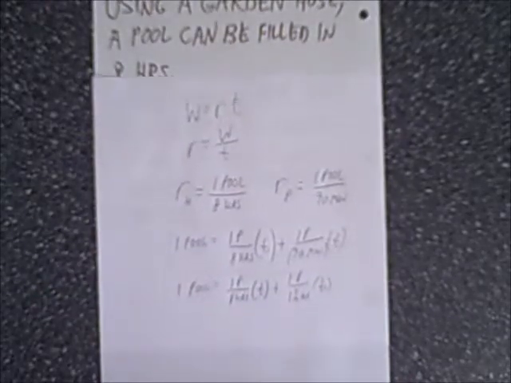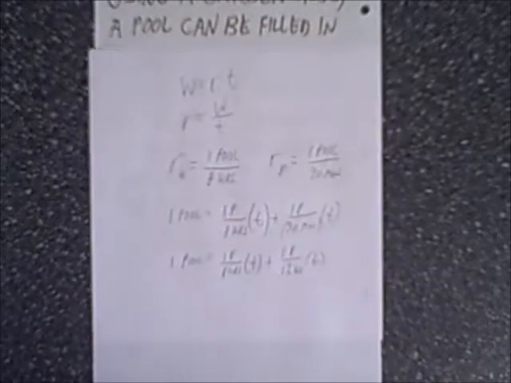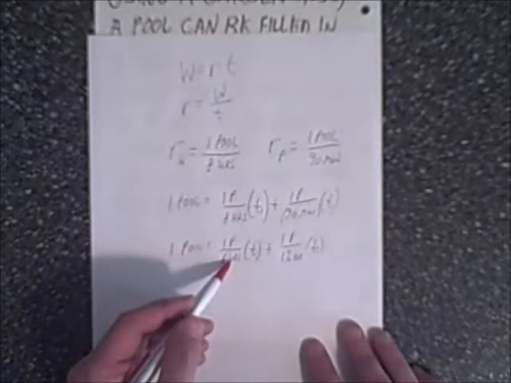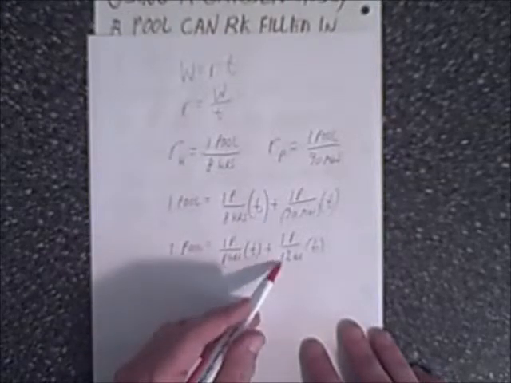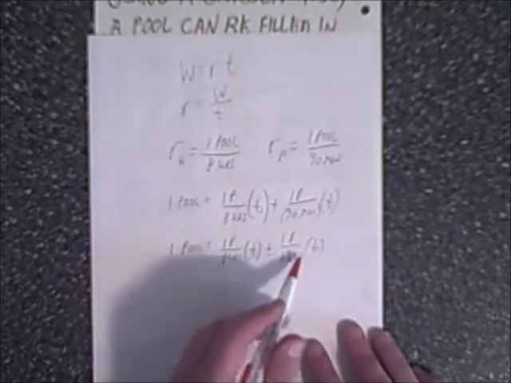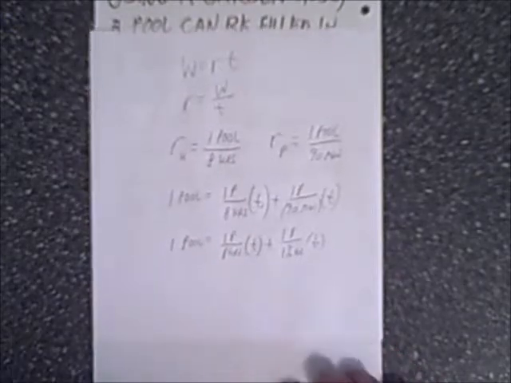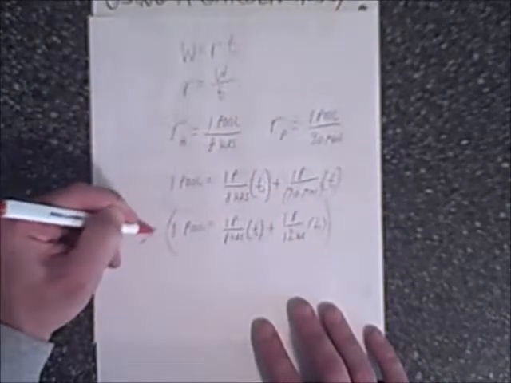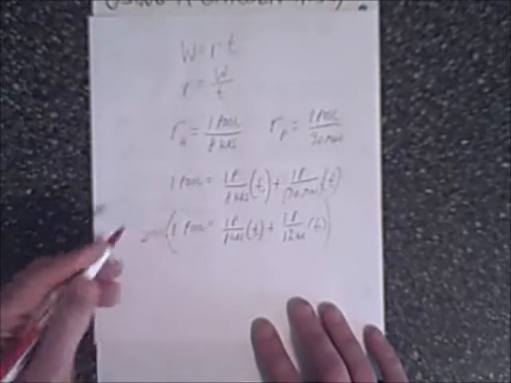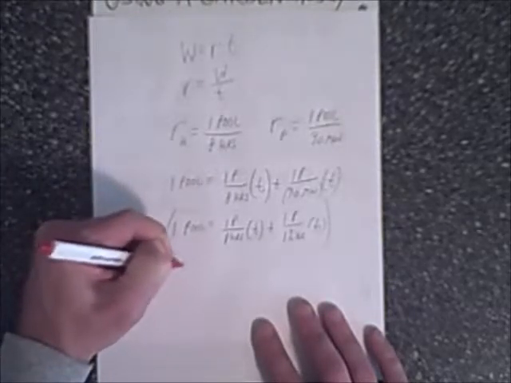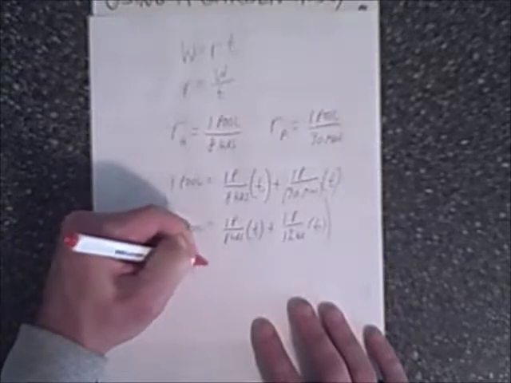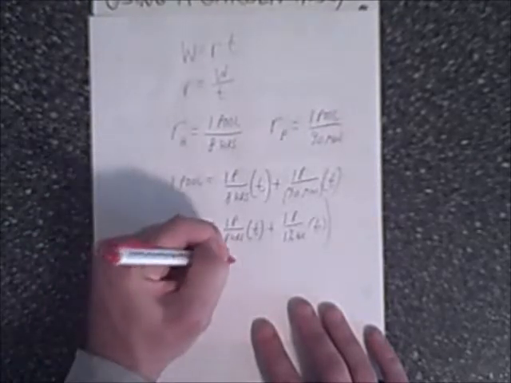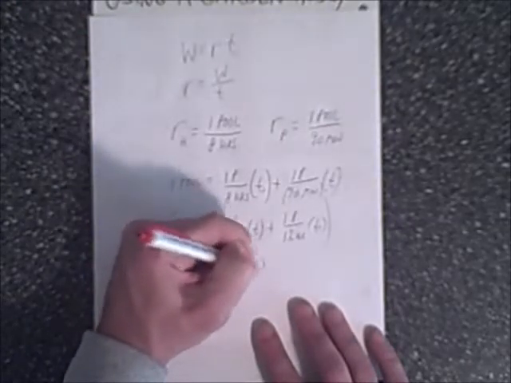Okay, and again, like the other example, there's different ways to do it, but the way I like to do it is take the least common multiple of these two, which turns out to be 24, and then multiply it throughout the whole equation to get rid of the fractions, and now we're working with just regular numbers. So we multiply the whole thing by 24 hours. We get 24 hours times one pool equals, this times this whole thing is going to become 3p times t.